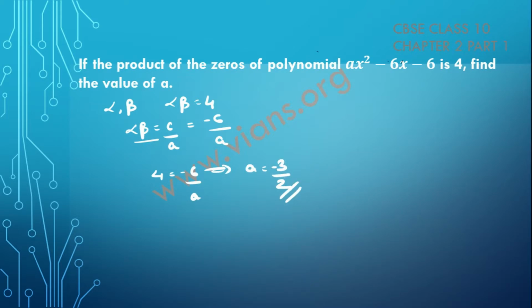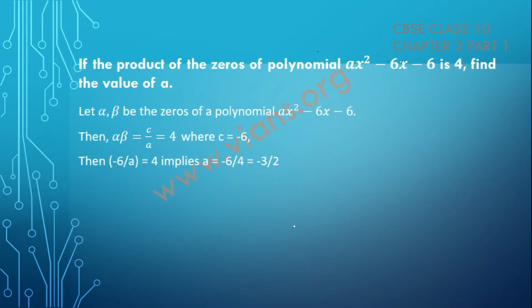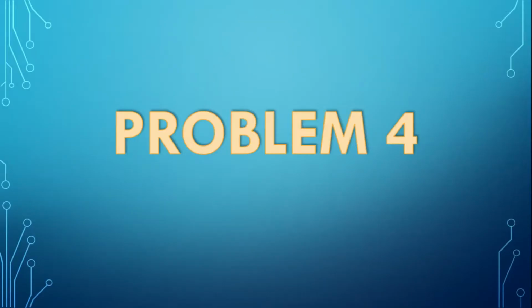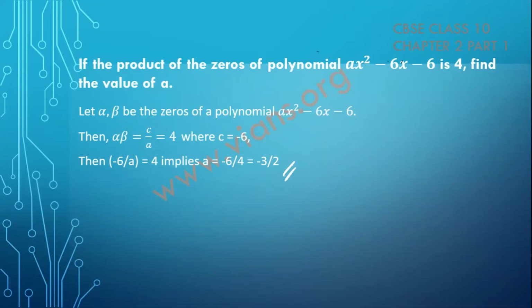Alright, so this is a pretty straightforward problem. That's exactly what we've done over here. We've got a is equal to minus 3 by 2. Alright, so let's go over to the next problem.